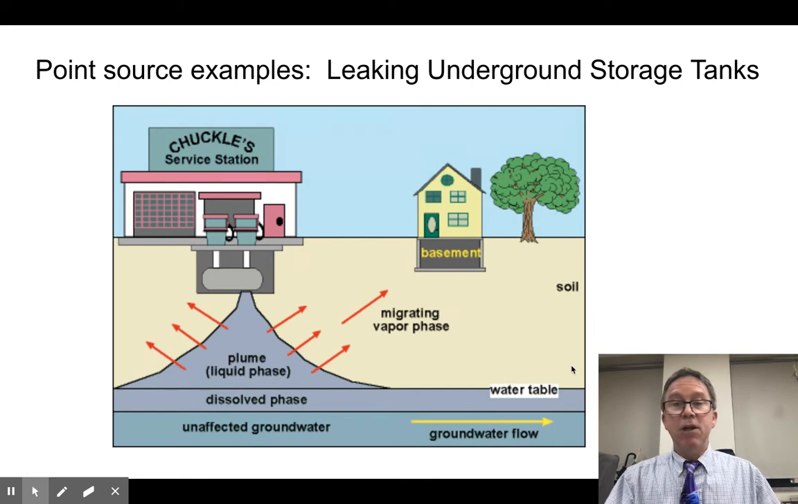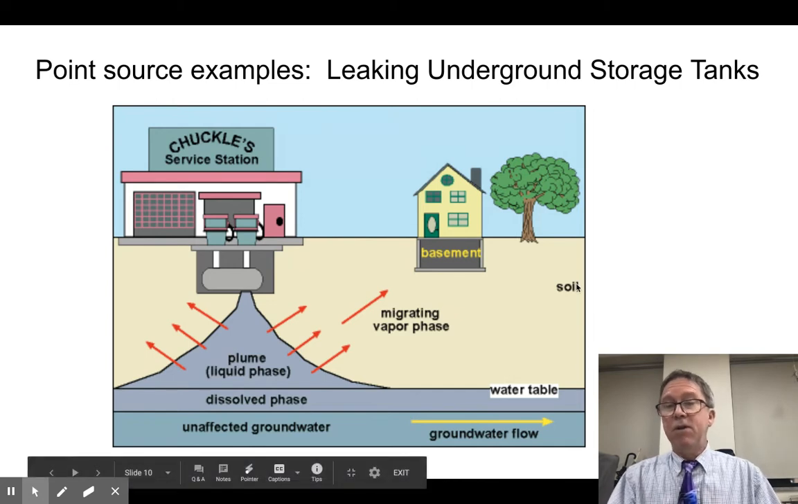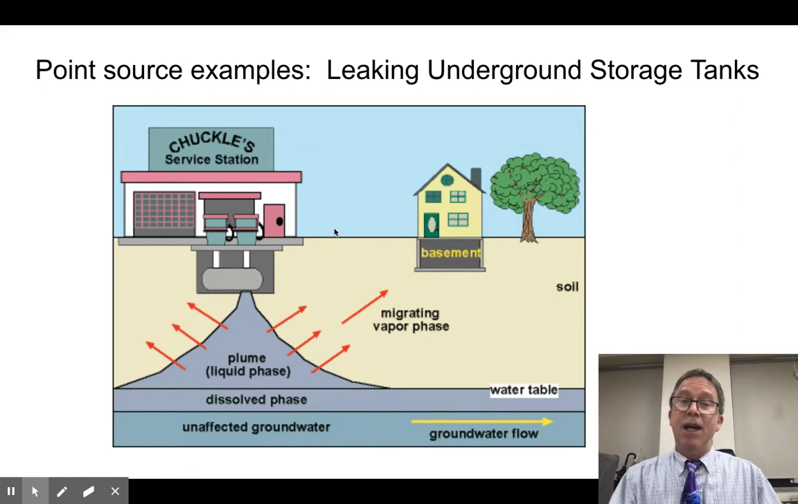And again, when a governmental organization notices a problem, they smell it or detect it somehow in the water, they can trace it back to this point source. And Chuckles here has a lot of liability on the line.